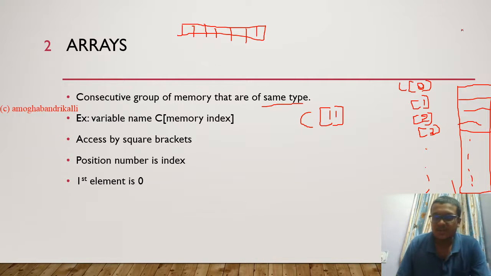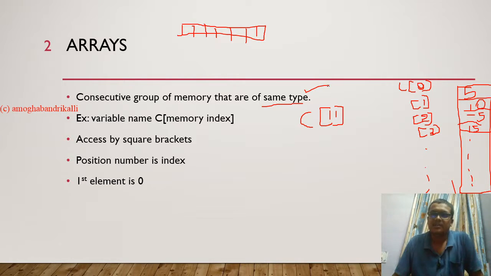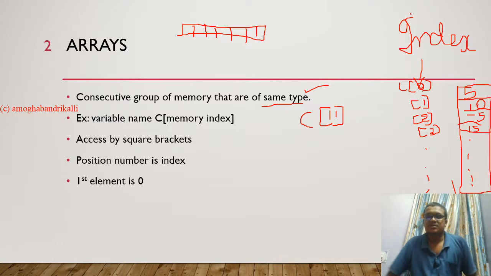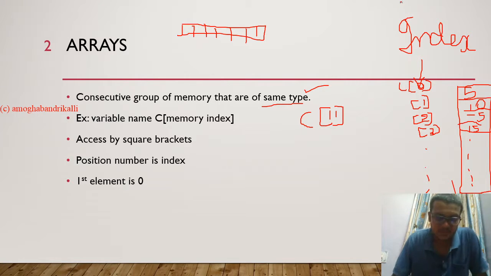C of 0 can be any value, like 5, 10, minus 5, 15, or 100. But if you started with an integer, all values should have the same data type. You cannot mix the data types here. These values 0, 1, 2, 3, 4 to 10 are called an index, the position of a number where exactly the data is seated.